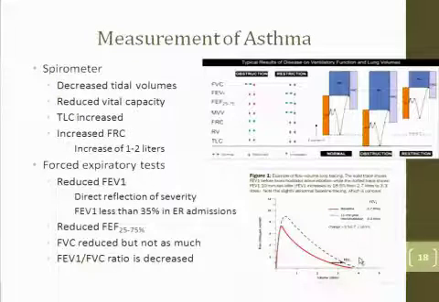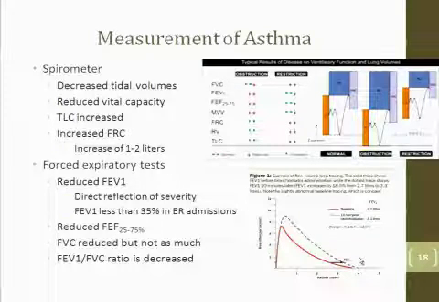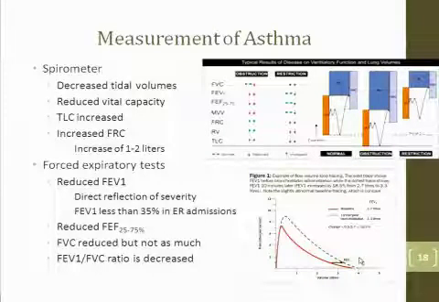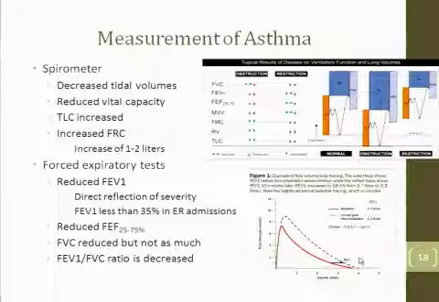Measurements of asthma can be made with a spirometer. You have decreased tidal volumes and reduced vital capacity. Your total lung capacity is increased, and you have an increase in FRC, because it's an obstructive process. Your forced expiratory test shows you have a reduced FEV1. The more severe the FEV1 reduction, the worse the disease.